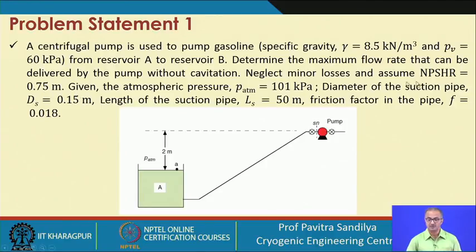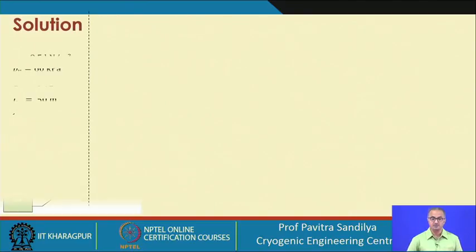This required NPSH is given by the manufacturer of the pump, and this is the atmospheric pressure. The diameter of the pipeline is given as 0.15 meter, that is 15 centimeter. S stands for suction side, and the length of the pipeline is given as 50 meter. The friction factor may be taken as this value. With this information we have to find out the maximum flow rate which can be used without cavitation.